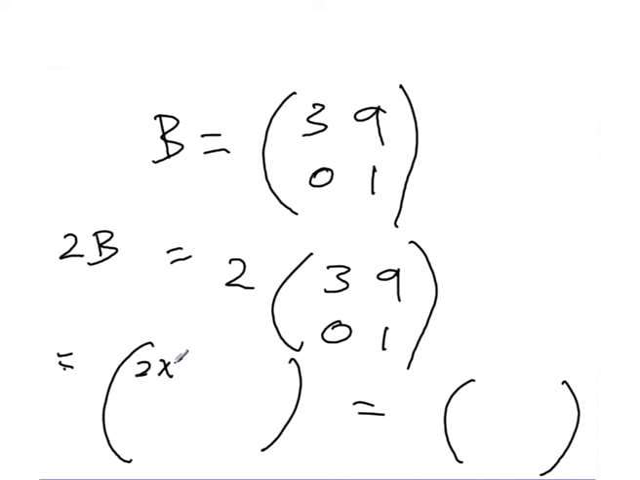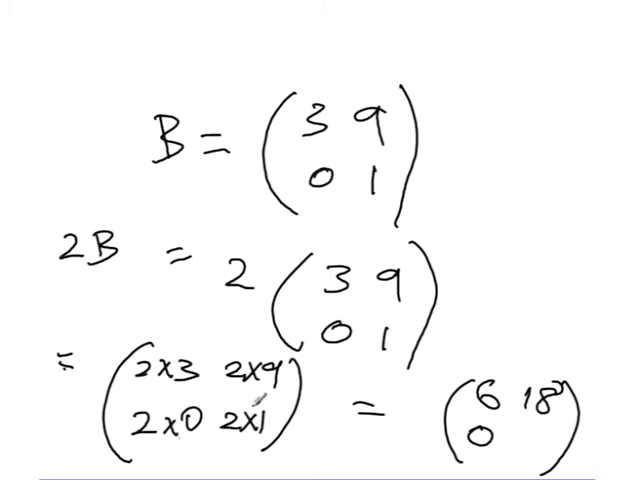2 times 3, which will give you 6. 2 times 9, which will give you 18. 2 times 0 is 0. And finally, 2 times 1 is 2.